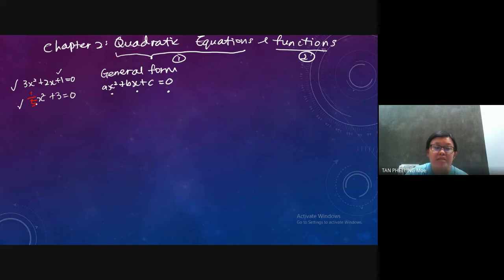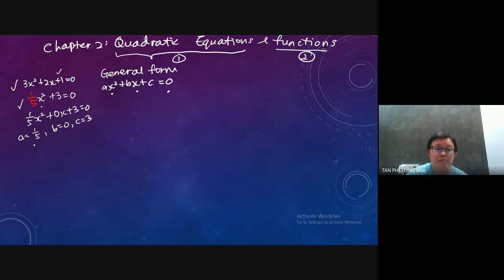Why? Because as long as they have x squared, this equation so happens to be plus 0x and then plus 3. Plus 0x, you don't have to write, because it's 0. So it is a general form, and the a is 1 over 5. Here you can write 1 over 5 is a, your b is 0, your c is 3. So is this a general form? The answer is yes.